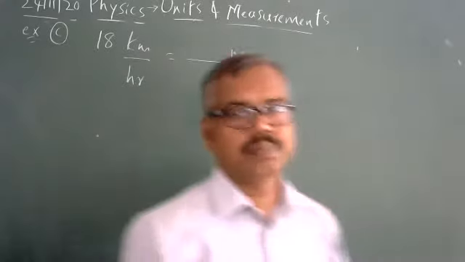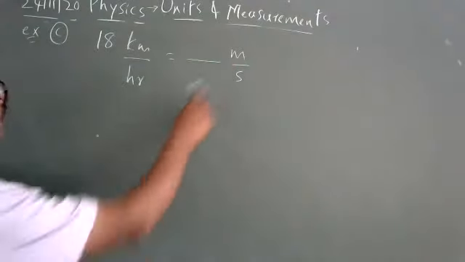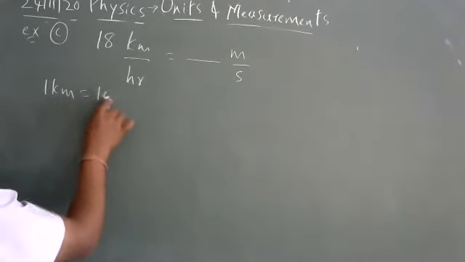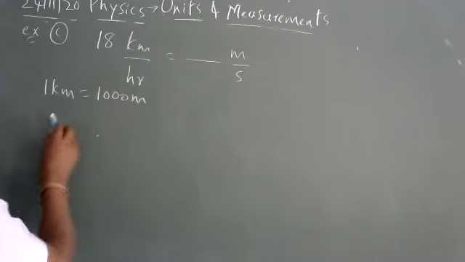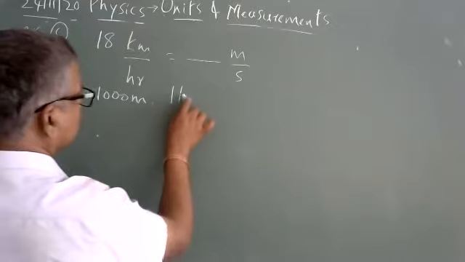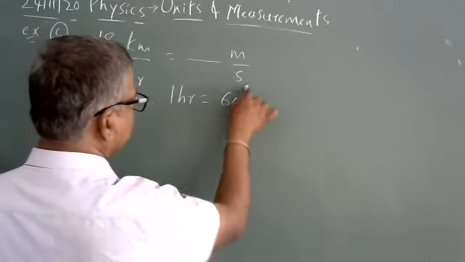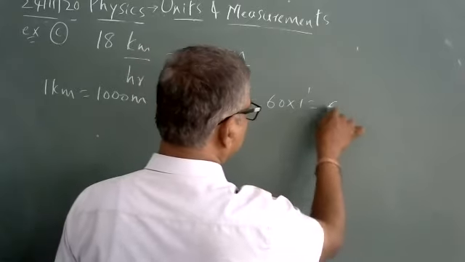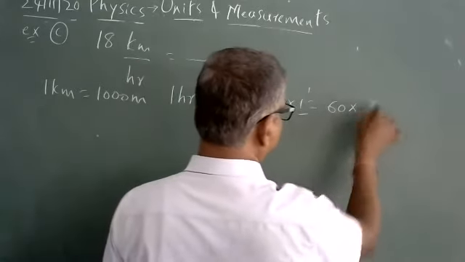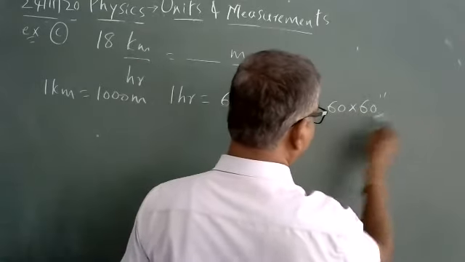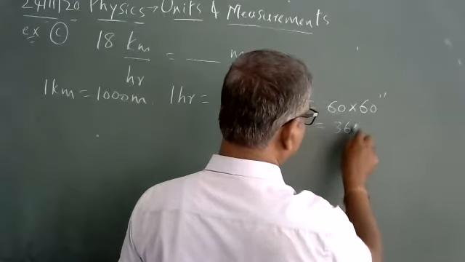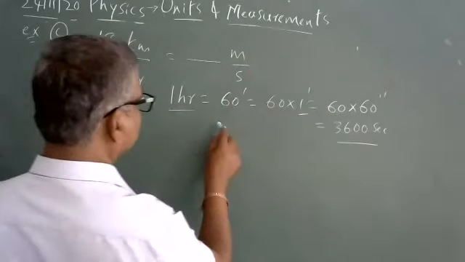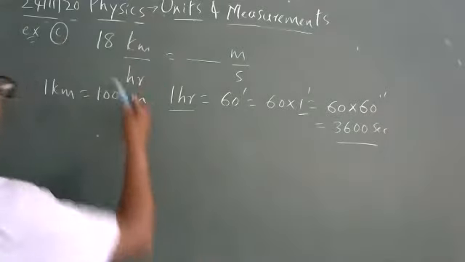Let me take this example: 18 km per hour in terms of meter per second. Each kilometer is equal to 1000 meter. Similarly, each hour is equal to 60 minutes and each minute is equal to 60 seconds. Finally, we get the answer 3600 seconds. So 1 hour is equivalent to 3600 seconds. Let me write it here.